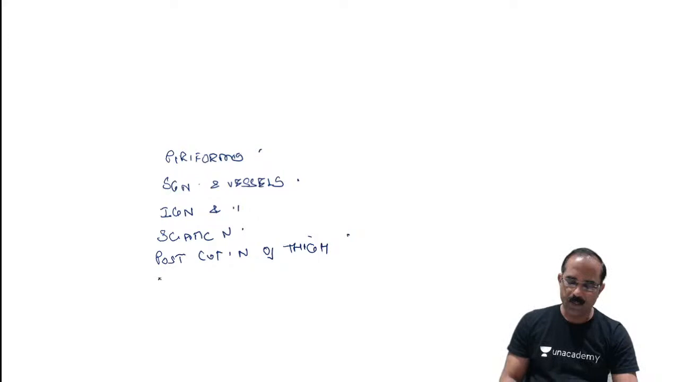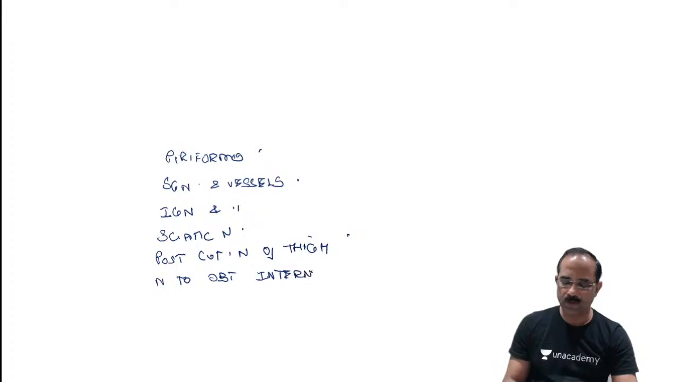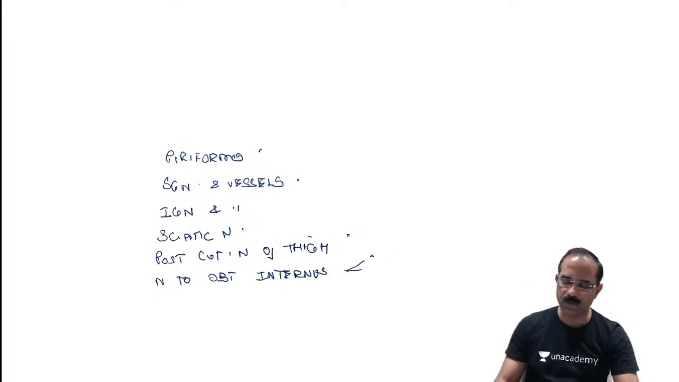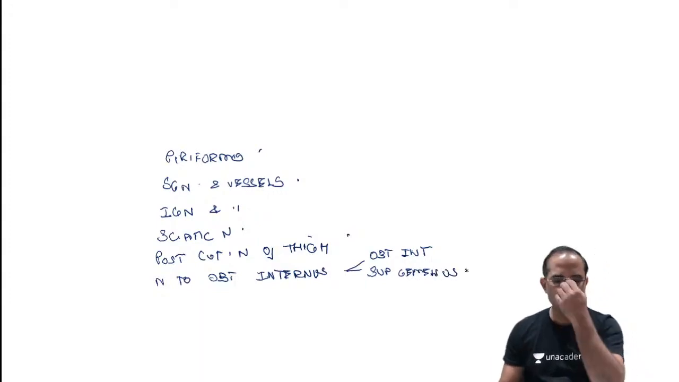Then there is the nerve to obturator internus, and what does it supply? It supplies two muscles. It supplies the obturator internus and the superior gemellus.